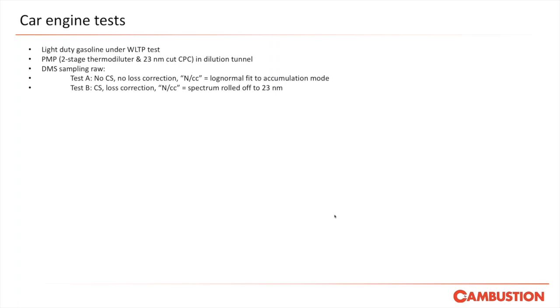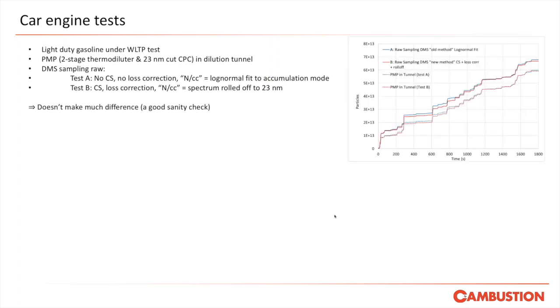Under test A, we have no catalytic stripper, no loss correction for said stripper. We do a log normal fit to the accumulation mode as we always did. In test B, we have the catalytic stripper fitted with its loss correction, and we use the total size spectrum rolled off to 23 nanometers to get our proxy for solid particle number. On the right-hand side, we have cumulative particles over the test. This is done by integrating up the particle concentration multiplied by the flow, either in the tunnel in the case of the PMP system, or in the exhaust in the case of the DMS.